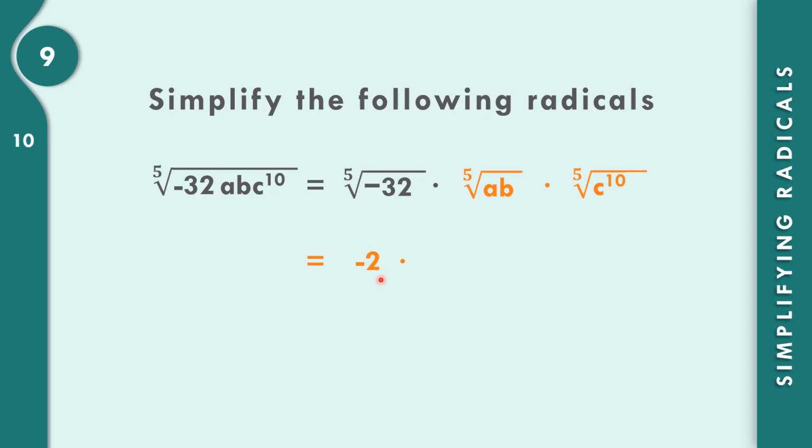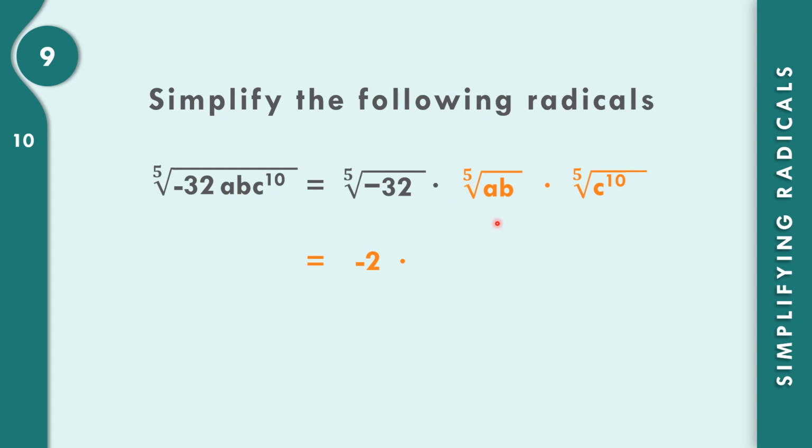If you try to check, multiply 5 times: negative 2 times negative 2 is 4. 4 times negative 2, that is negative 8. Negative 8 times negative 2, that is positive 16. Positive 16 times negative 2, the answer is negative 32. So the fifth root of negative 32, the answer is negative 2.